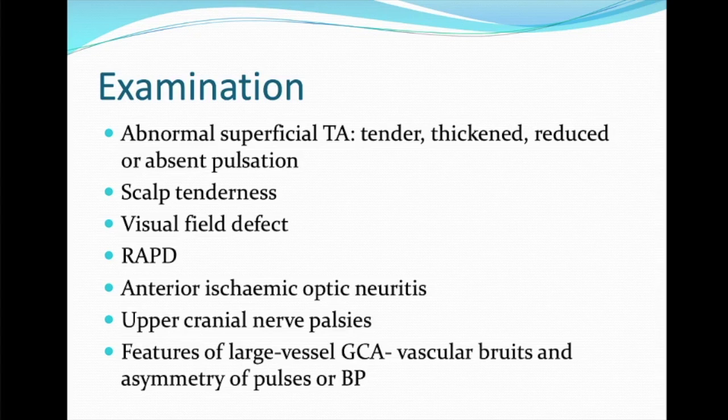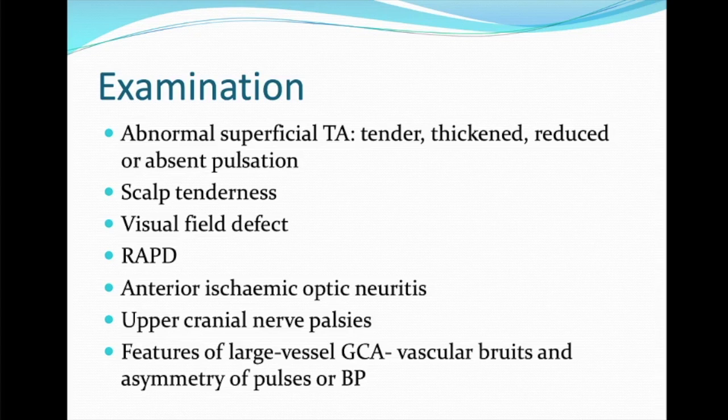So on clinical examination, you would expect to find a tender, thickened temporal artery with a reduced or absent pulsation. So take your time and have a good feel over the temporal artery, as much as is comfortable for the patient, because they're already tender. There may also be scalp tenderness, and as I mentioned before, the visual symptoms include visual field defect, a relative afferent pupillary defect, anterior ischemic optic neuritis, and upper cranial nerve palsies affecting the optic nerve or the oculomotor and trochlear nerve, which are responsible for eye movements. So it's worth checking eye movement as well when you're examining them.